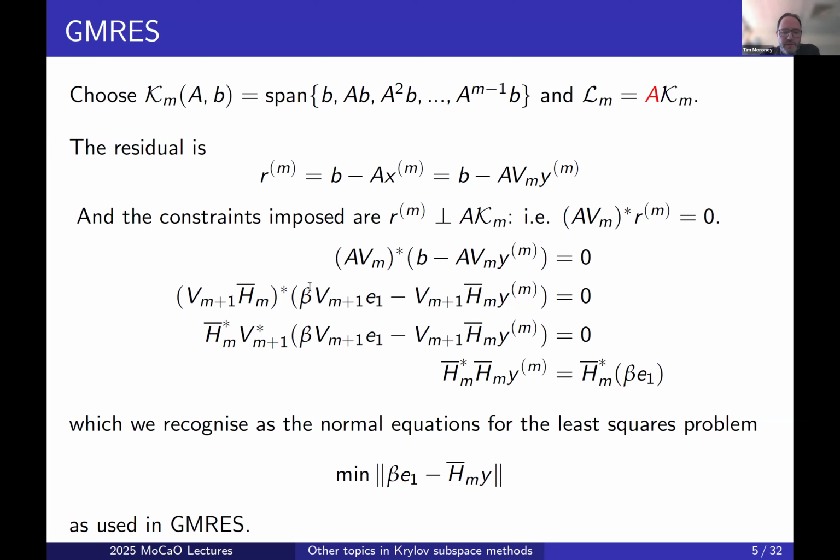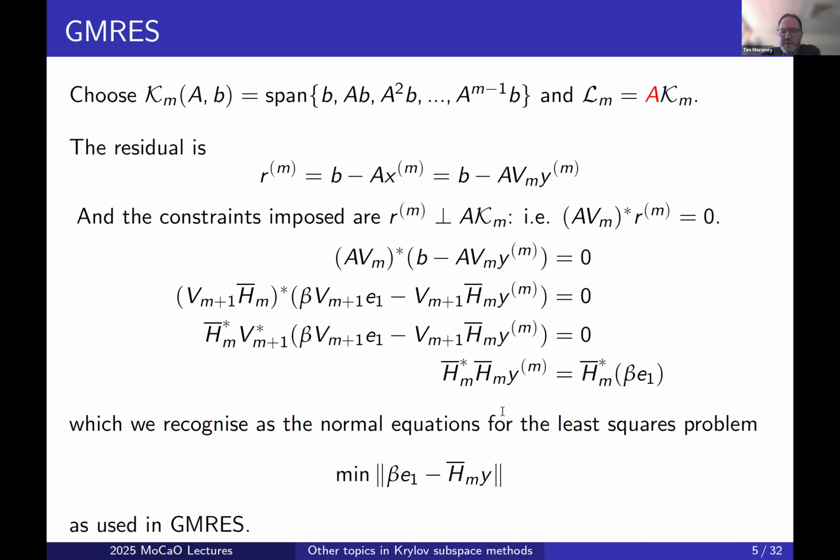Now we do the rearranging. Okay, so we get an HM star out the front here, a VM plus 1 star going with the VM plus 1 in here, so that's out. And we get an HM star HM, right, and the VM plus 1 again goes away due to the orthogonality. But this we didn't solve this problem, did we?